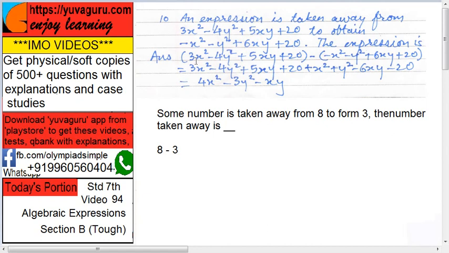Now check out which are similar terms, which have the same indices. So 3x square and x square, with same indices, so x square, so 4x square, right? Minus 4y square plus y square, minus plus minus, 4 minus 1 is 3, sign of the bigger one, so minus 3y square. 5xy and 6xy, plus minus minus, 5 minus 6 means 6 minus 5, that is 1, sign of the bigger one, so minus xy. 20 and 20 get cancelled. So this is the answer.